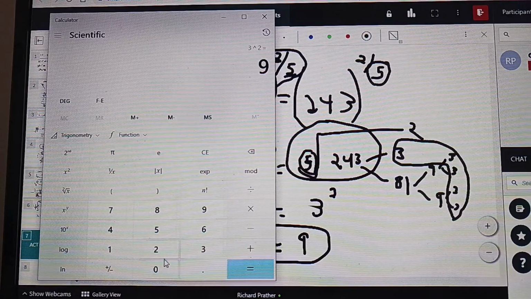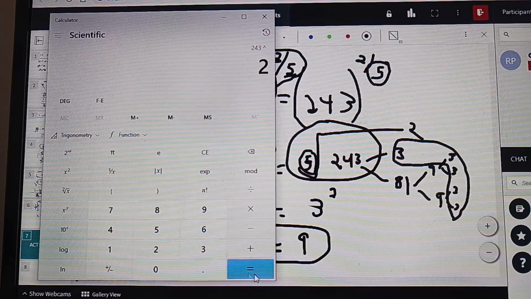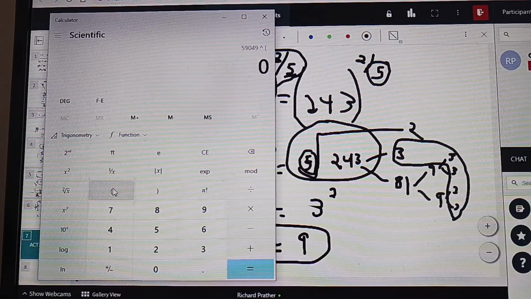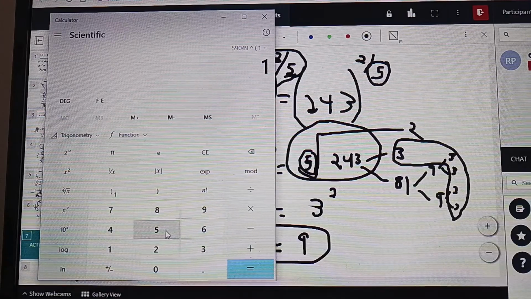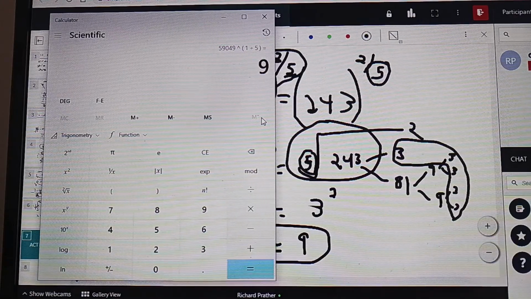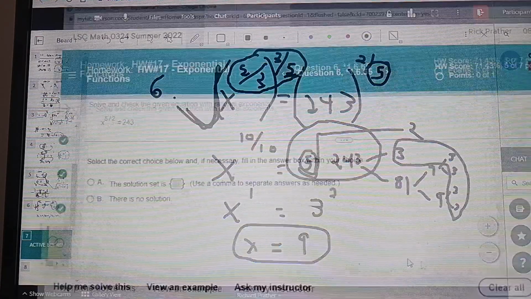Or you could do 243 squared, that 59,000 number, and then if I do the 5th root of that, 1 divided by 5, that's 9 too. It works both ways. It's just that really large numbers are harder to work with. You make things smaller. I could do 3 squared in my head, where who knows what the fifth root of 59,000 is without a calculator. So that answer is 9 both ways.